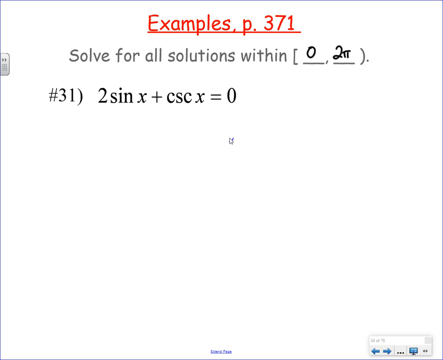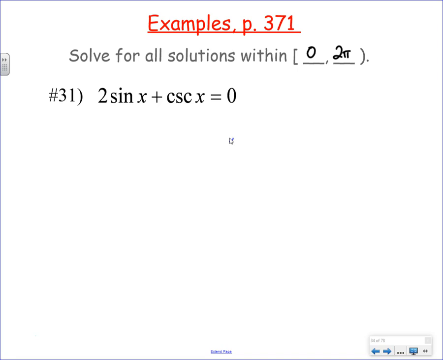I need to get x alone. But before I can do that, I need to get the trig alone, so I can undo the trig and get to x. The problem is, I got a sine and a cosecant. I wish they were related. They are. Sine is 1 over cosecant. That's a great one. We could make sine 1 over cosecant, but then we're going to be stuck with cosecant.